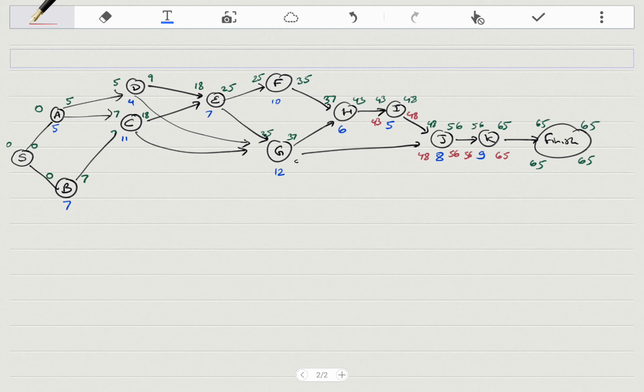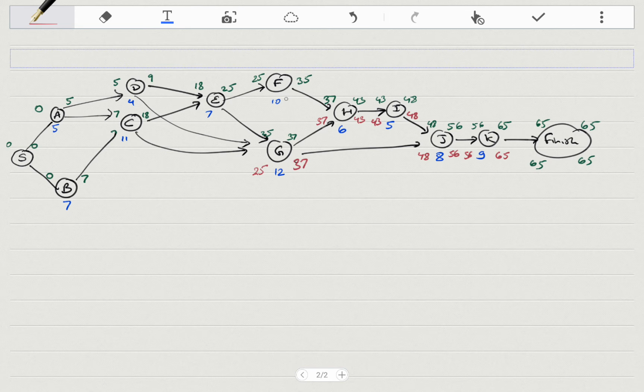48 minus 5 is 43. H has only one successor, so 43, 43 minus 6 is 37. Z has two successors, H and J, so you choose the minimum, that is 43, 37. You choose the minimum here, 37 or 48. Minimum is 37, 37 minus 12 is 25.